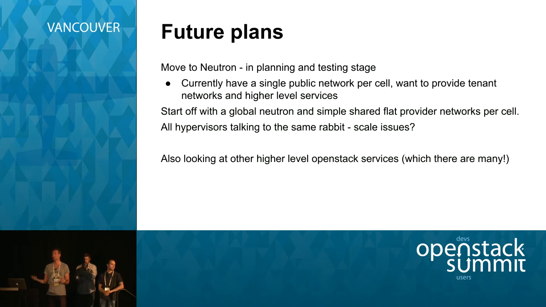Because our networking is very simple, we just have a single flat network, public IPs everywhere, it's probably a simpler migration for us to move to Neutron. Once we're at Neutron, we're hoping to get some more of the fancy tenant networks and load balancer service and some of those high-level services. But that'll be slow progress, and throughout this coming year we hopefully will get there. We're looking at other services.